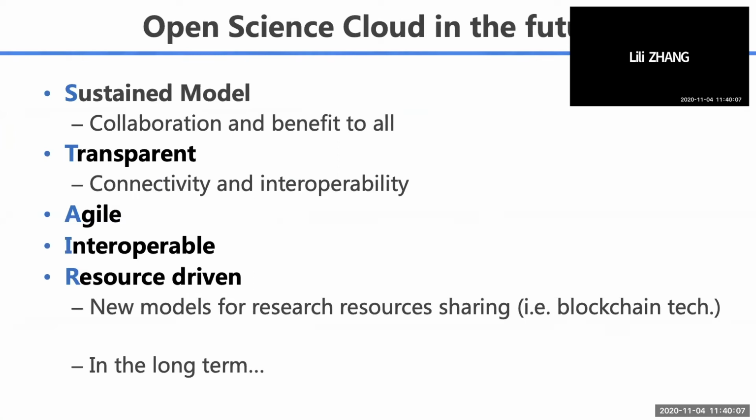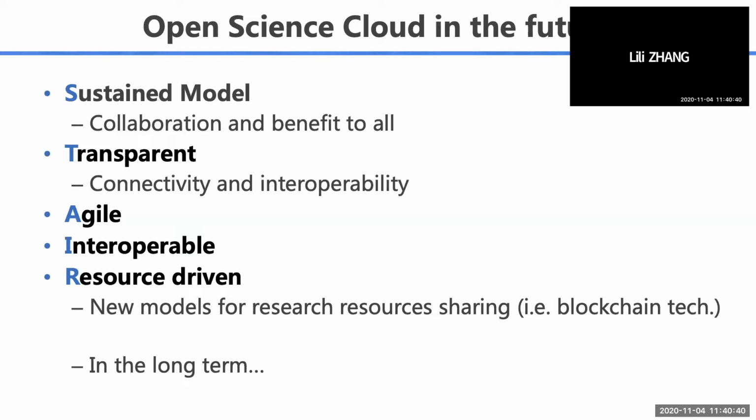probably could be summarized as the five rules. The first thing is we should have a sustained model. It should be based on collaboration and benefit not only to those participants within those clouds, but also to the third-party users. Another thing is it should be transparent, because open science means we will have a lot of things shared. Connectivity and interoperability will be the main point. And the third thing is it should be agile.